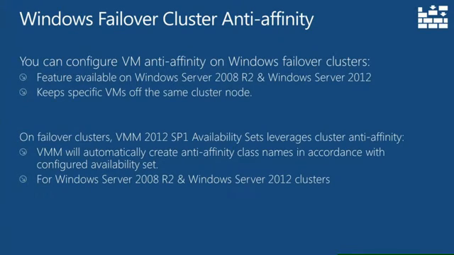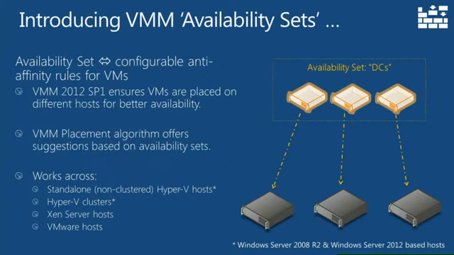So in VMM 2012 SP1, we have built a feature called availability sets that is built on top of the cluster anti-affinity. But we actually took it one step further. We built the feature such that it works for standalone hosts, VMware hosts, Xen server hosts, as well as clustered Hyper-V hosts. Let's take an example here. Let's say I have an availability set called domain controllers, and I have a few instances of my domain controllers. It simply means that VMM will ensure that these virtual machines are placed on different hosts, so that they're resilient to failures. The way this works is that the VMM placement engine is aware of availability sets.